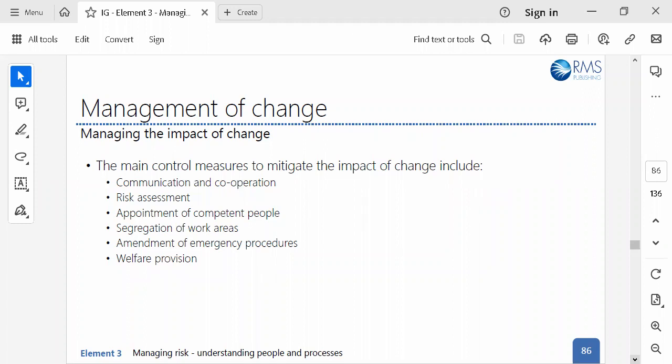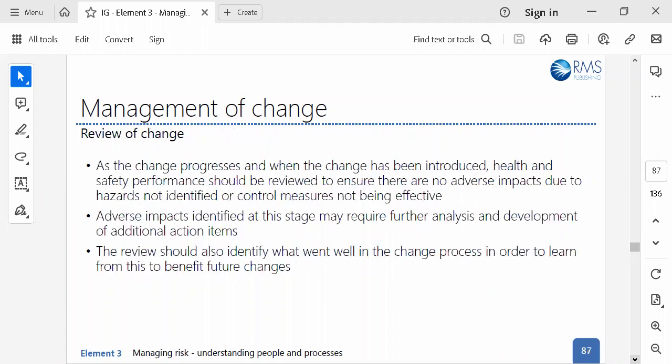Segregation of the work area. We can fence the area, or we can segregate in different ways. Amendment of emergency procedure, and we need proper emergency procedures for those changes also. Then welfare provisions. We need welfare provision, for example, additional dining hall, additional sitting room, additional accommodations. We need these things to manage the change in our company in a better manner.